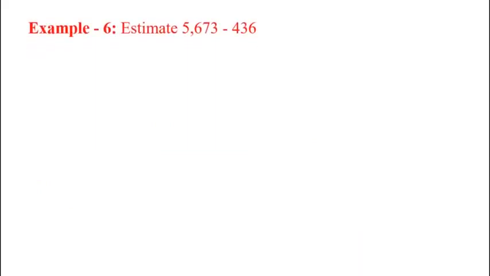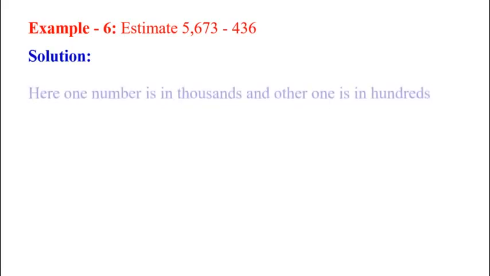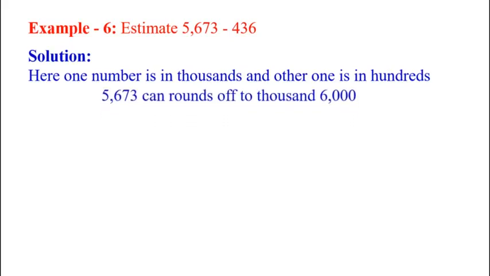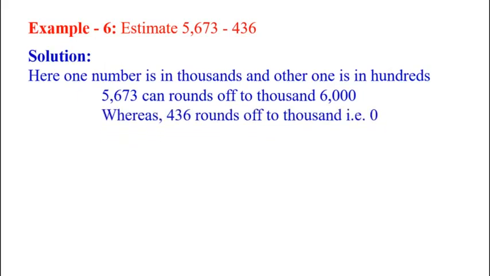Next, example 6. Estimate 5,673 minus 436. So solution is like this. Here one number is in thousands and the other one is in hundreds. 5,673 can be rounded off to thousands, that is 6,000, whereas 436 rounds off to thousands, that is 0.